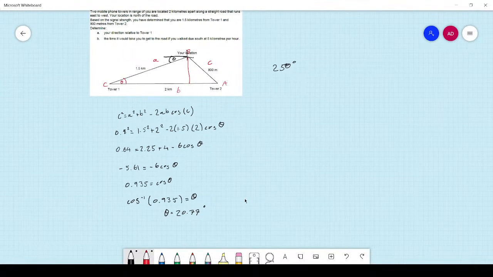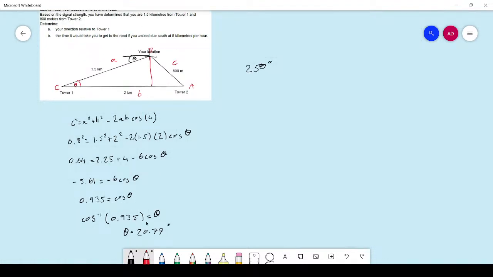So let's look at part B, the time it would take you to get to the road if you walk due south. That's just finding this ray coming down here. Here we can imagine a right angle triangle. We know this angle, so let's use that to our advantage. All we have to find is this side. For a right angle triangle, if we need to find a side, we can just use our year 9 or year 10 trig. That'll be opposite the angle, and let's use adjacent. The trig ratio for opposite and adjacent is tan. So we can write tan theta, which is 20 point 77, is equal to opposite over adjacent.